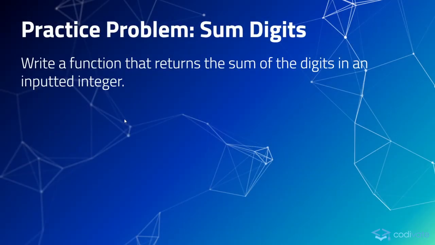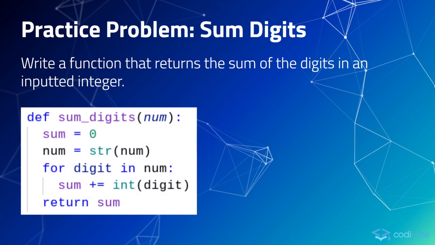Alright, let's do another practice problem. This one is called sum digits. Our project is to write a function that returns the sum of the digits in an inputted integer. For example, if we had the number 205, the sum of its digits is 2 plus 0 plus 5, which is 2 plus 5, which is just 7. Alright, now would be a good time to pause the video, and now we will go over the solution.